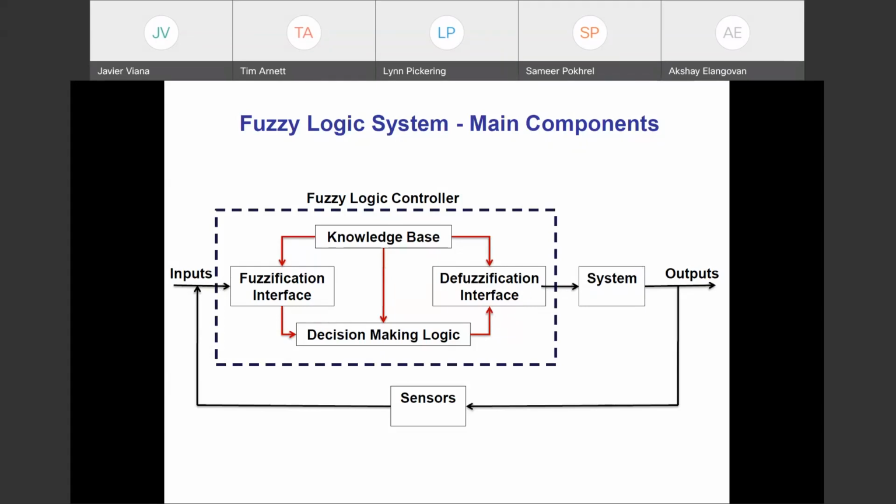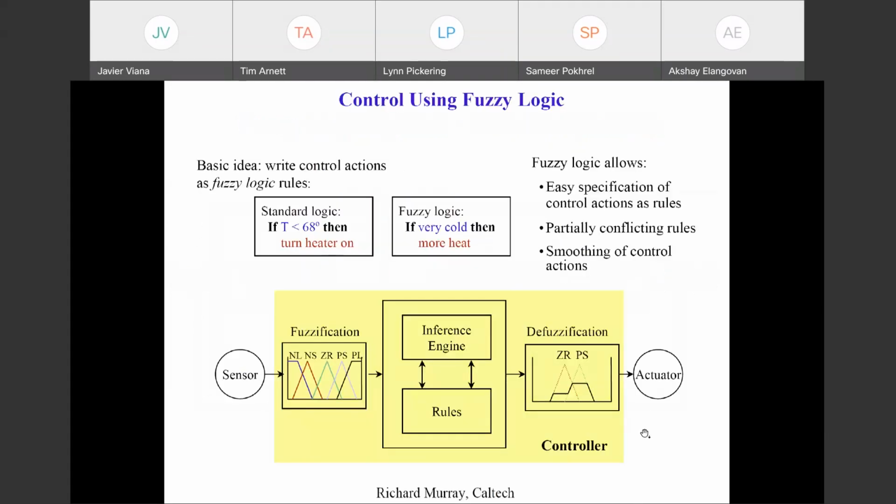In this overall graphic, we're showing a feedback system. So this goes into some plant or system, which then you get outputs from, and then this is fed back through sensors, and that can go back into your inputs. Generally, though, the fuzzy inference system is just this block. So that's what we'll be talking about a bit more.